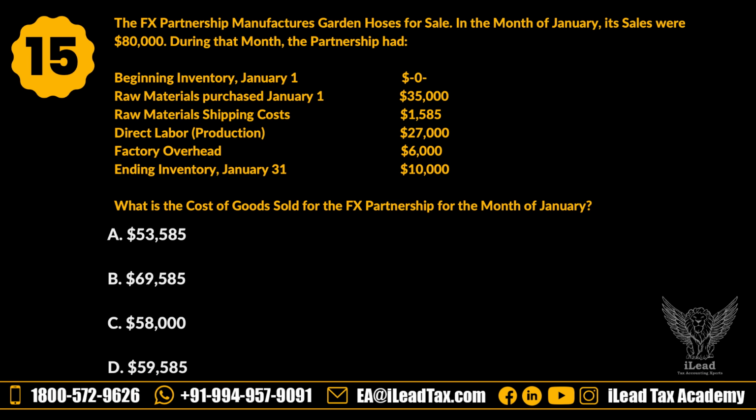The FX partnership manufactures garden houses for sale. In the month of January, its sales were 80,000. During that month, the partnership had beginning inventory 0, raw material purchase January 1st 35,000, raw material shipping cost 1,585, direct labor 27,000, factory overhead 6,000, ending inventory 10,000. What is the cost of goods sold for FX partnership for the month of January?